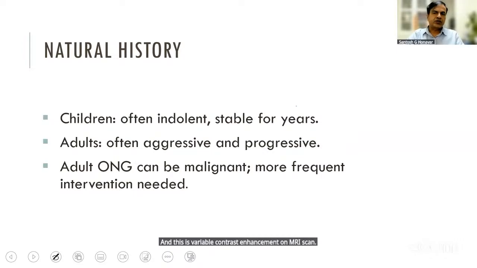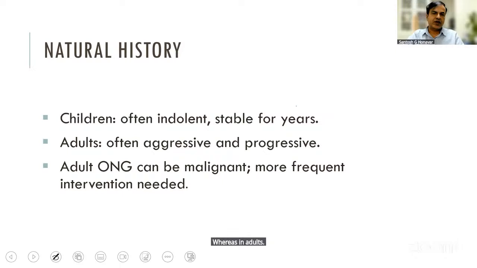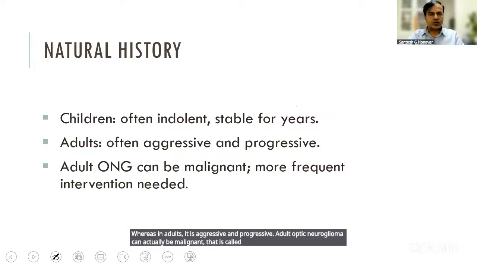Natural history in children, it's often indolent, stable for several years. So just because you have seen an optic nerve glioma, there is no point rushing to treatment. Whereas in adults, it is aggressive and progressive. Adult optic nerve glioma can actually be malignant, that is called glioblastoma, and more frequent intervention is needed in adults.